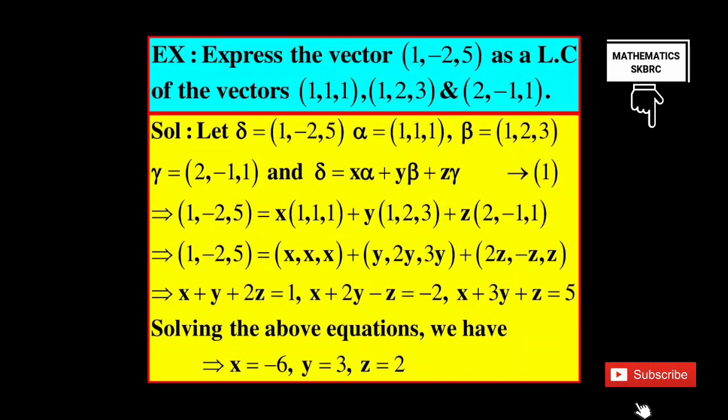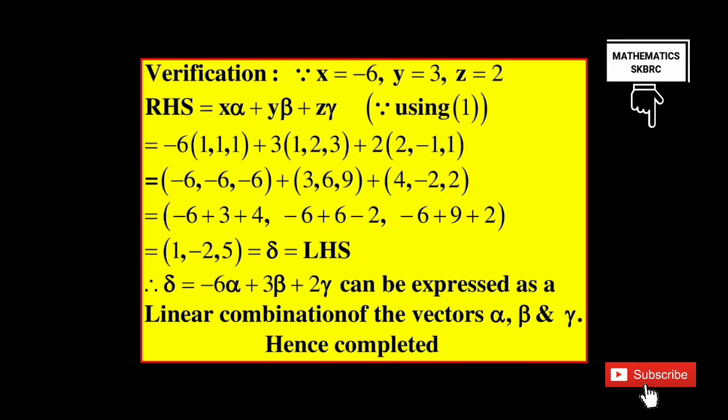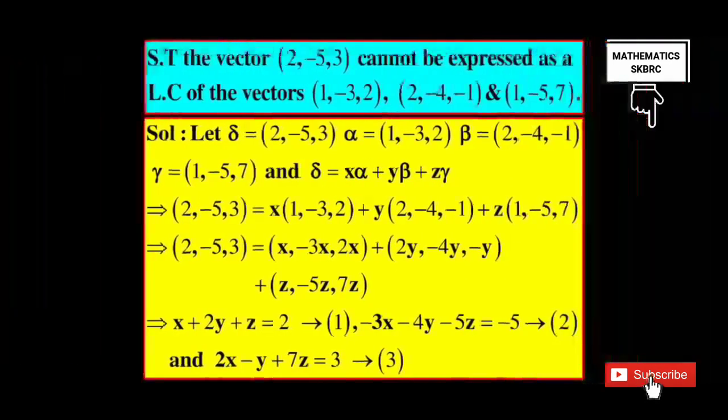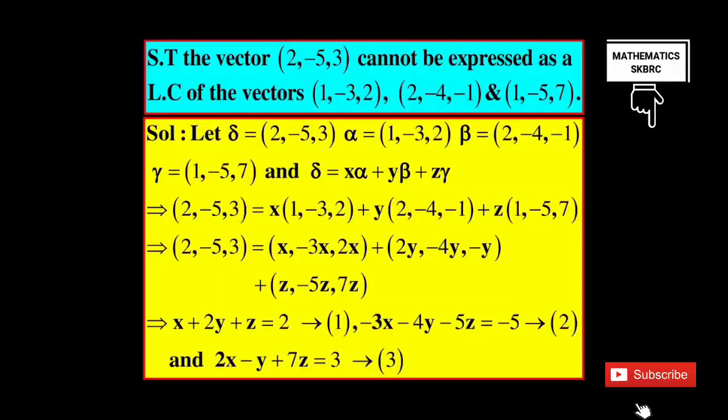On solving the above system of equations by any method, we get the values x equal to minus 6, y equal to 3, z equal to 2. Verification: it is easily verified that RHS x alpha plus y beta plus z gamma is equal to delta equal to LHS. Hence, delta can be expressed as the linear combination of the vectors alpha, beta and gamma. Hence completed.